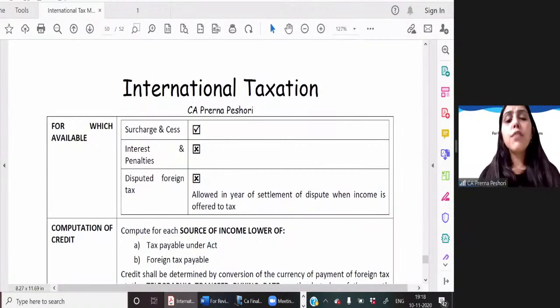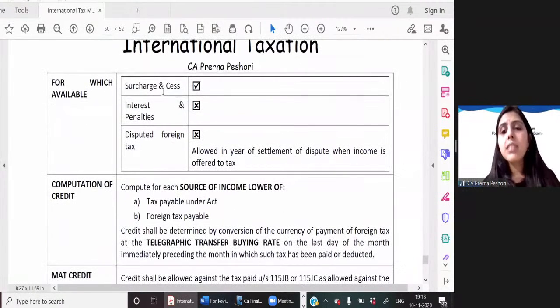How will you compute the credit? Credit will be computed for each source of income on the lower of the tax payable under the Act or the tax paid in the foreign country, whichever is lower. So the tax under the Income Tax Act or the tax paid in the foreign country, whichever is lower, will be granted as the credit against Indian income tax. Clear? That is how the credit will be determined.